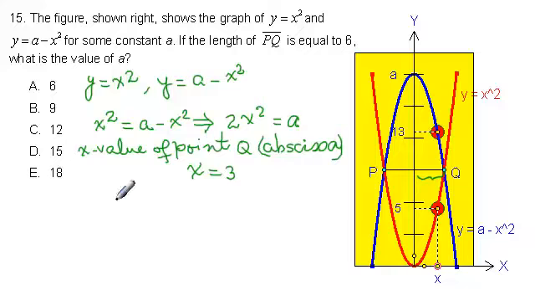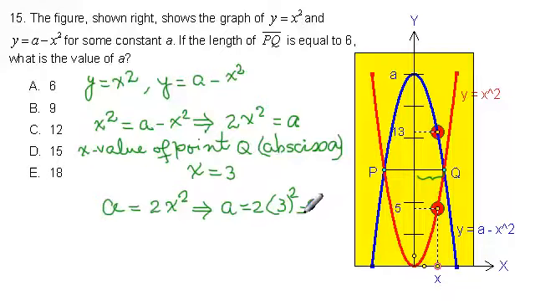If I plug the value of x into this equation, a is equal to 2x squared, that means a should be equal to 2 times 3 squared, which is 2 times 9, and that gives me a equal to 18. So the answer is going to be E.